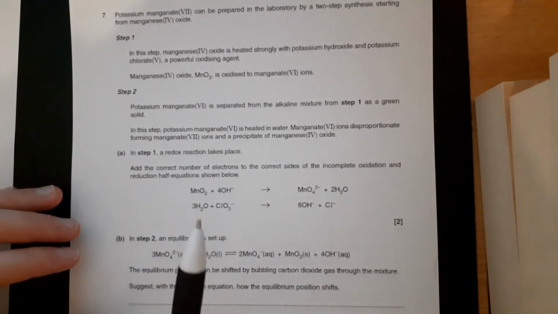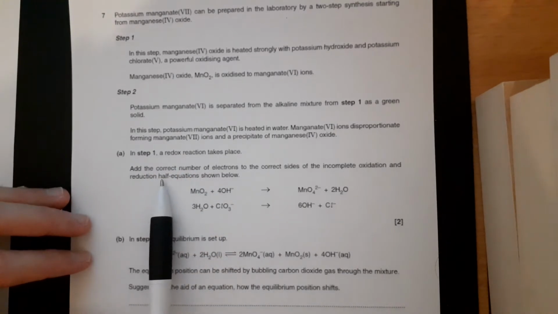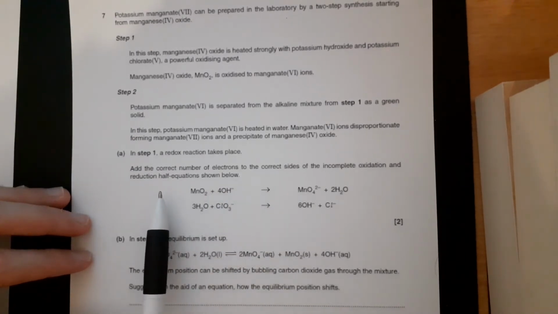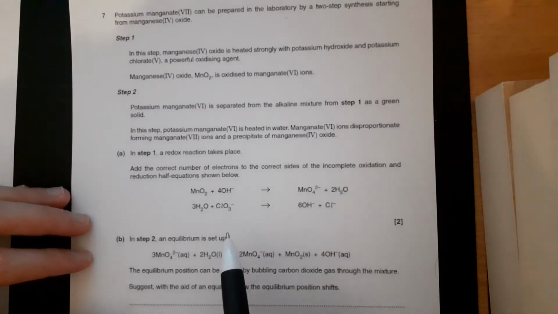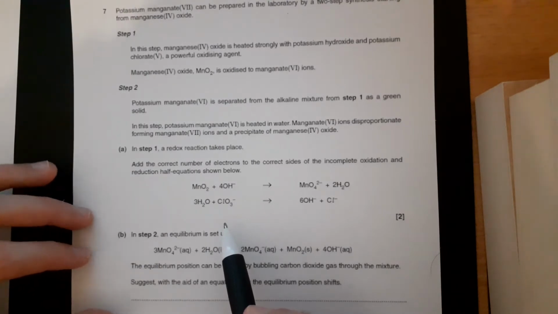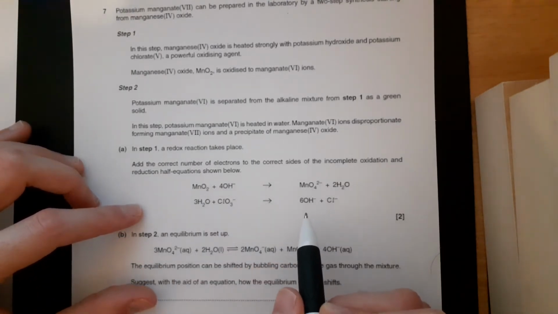Let's see what the question is actually saying. Step 1, a redox reaction takes place. Add the correct number of electrons to the correct sides of the incomplete oxidation and reduction half equations. So we need to just look at where we need to put electrons in these. Everything else is done for us. So to work out the electrons, we need to look at the oxidation numbers.